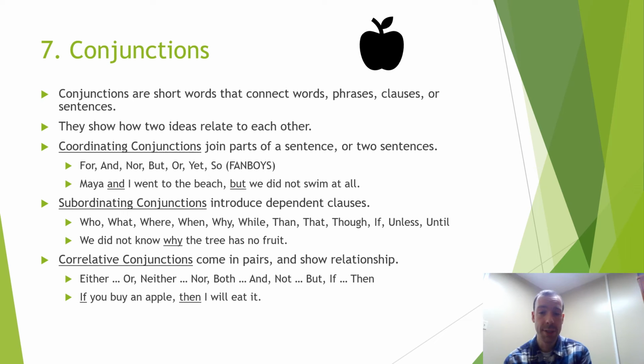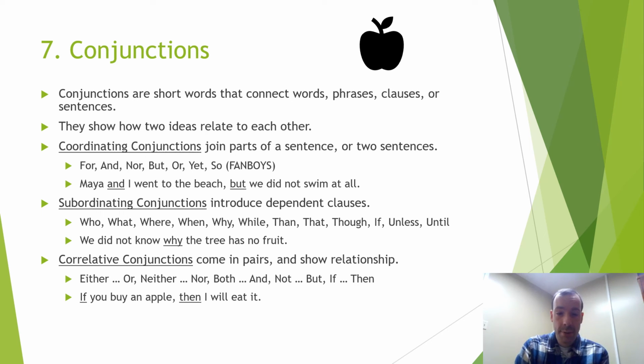Conjunctions are short words that connect maybe two or more words, maybe two or more phrases, maybe clauses, or even multiple sentences together, and they show how two ideas relate to each other. There's a few different kinds of conjunctions. Coordinating conjunctions join parts of a sentence or two sentences, and the most common ones are these seven words: for, and, nor, but, or, yet, so, which you can remember with the acronym FANBOYS.